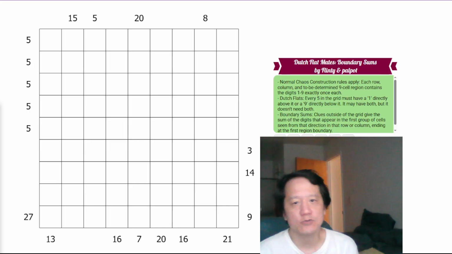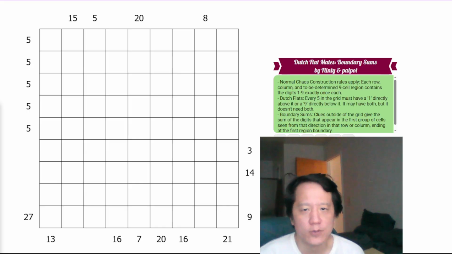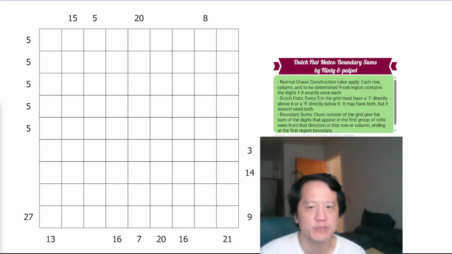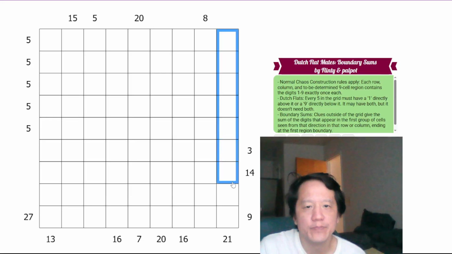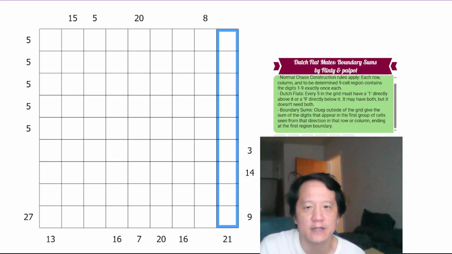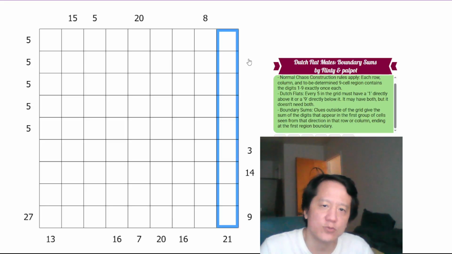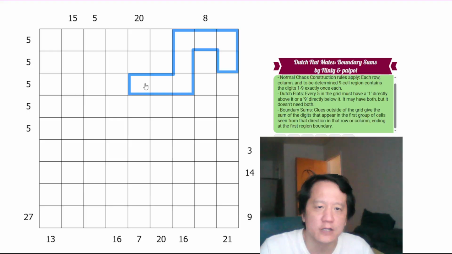And here are the rules. We have normal chaos construction rules, where each row, column, and to-be-determined 9-cell region contains the digits 1 through 9 exactly once each. And for these 9-cell regions, they must be orthogonally connected.